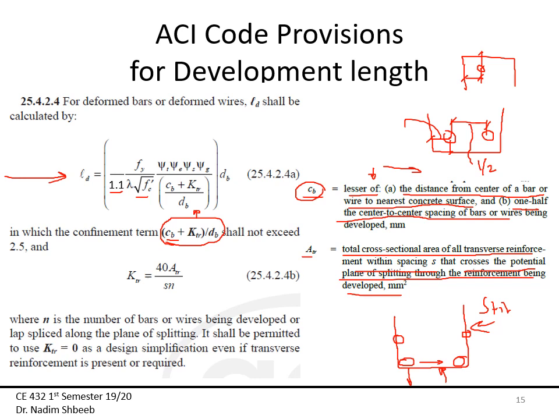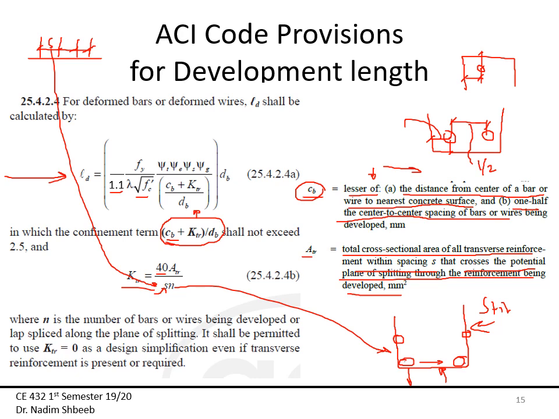Once I calculate the Atr, I can calculate the Ktr value, which is a constant 40 times this transverse area, divided by the spacing of the stirrups along the length being developed, times n. If I'm developing the bar in this direction, and I have stirrups like that, 1, 2, 3, 4 stirrups, then the spacing that I'm talking about is this spacing. n is the number of bars being developed. So if I'm looking at this case here, the number would probably be 2.